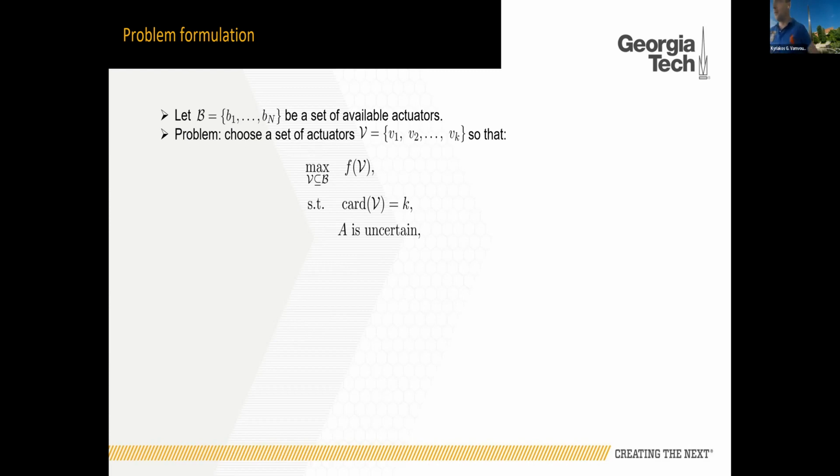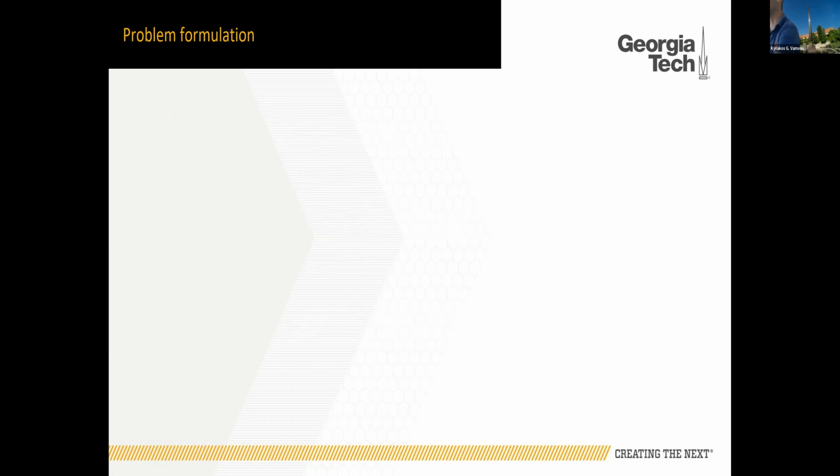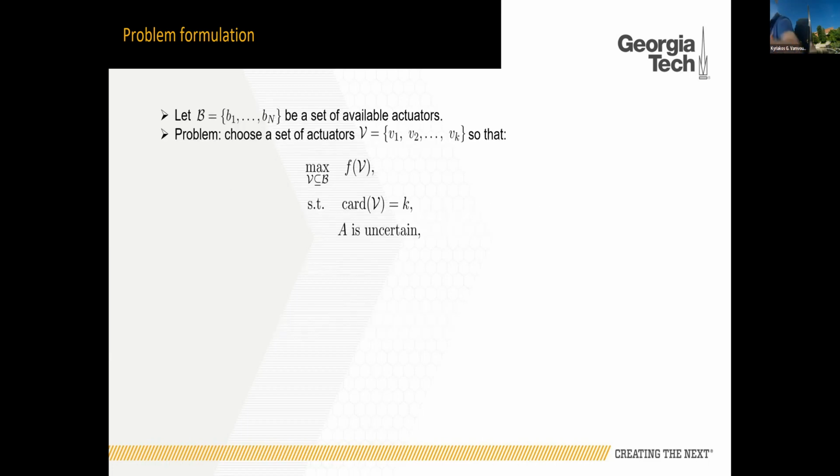So in order for me to play with this V, the problem I have is I want to choose a set of actuators. Remember I have V1 up to VK. So here I pick this V1 up to VK, and what I want to do is maximize a metric such that the cardinality stays the same. And of course A is uncertain.